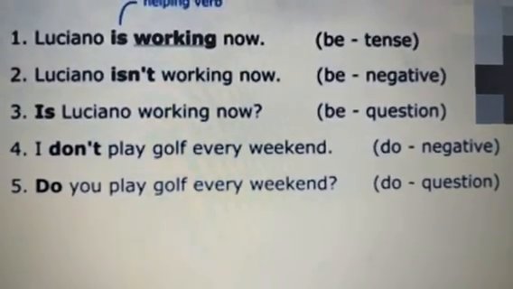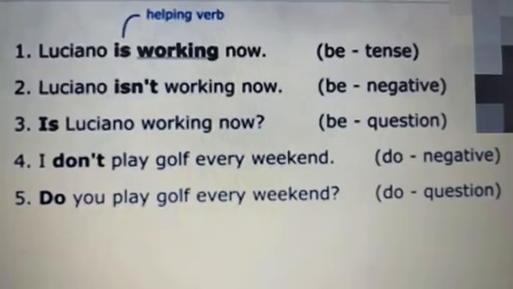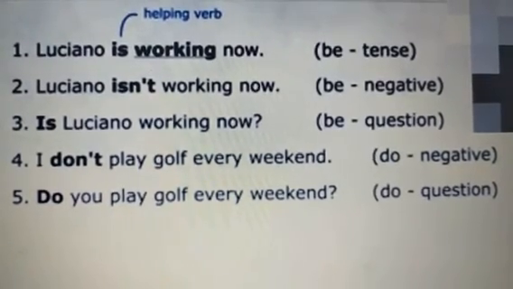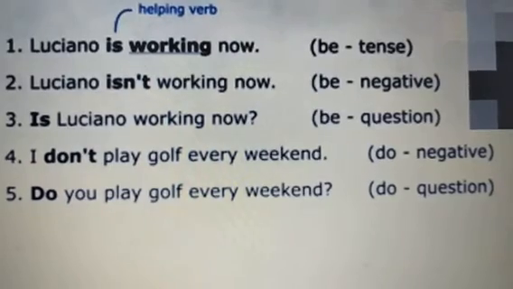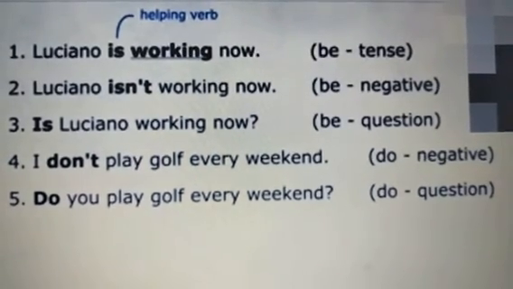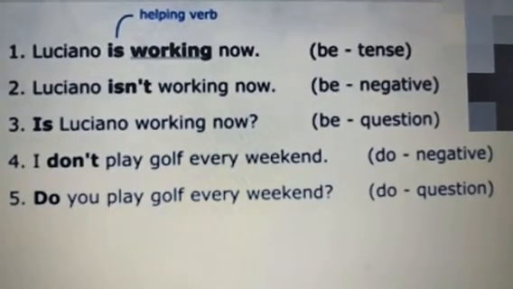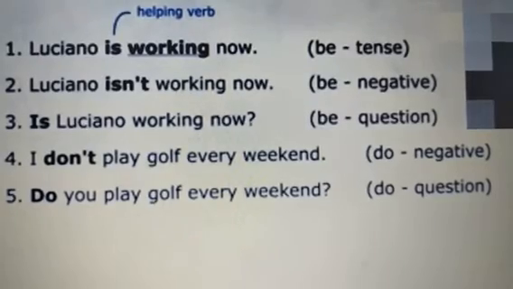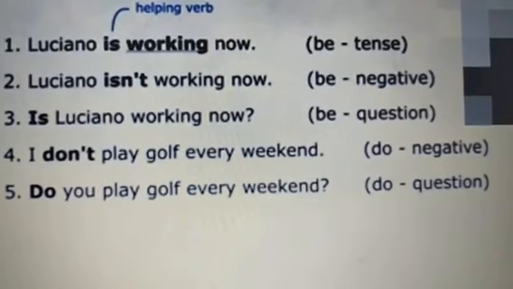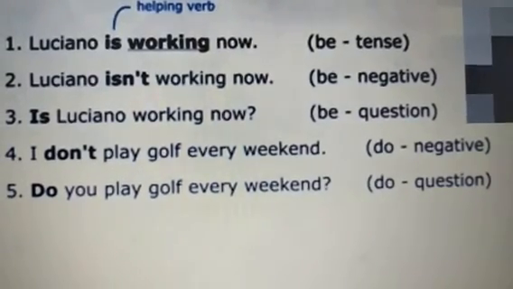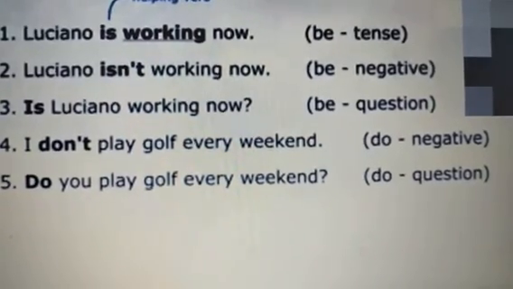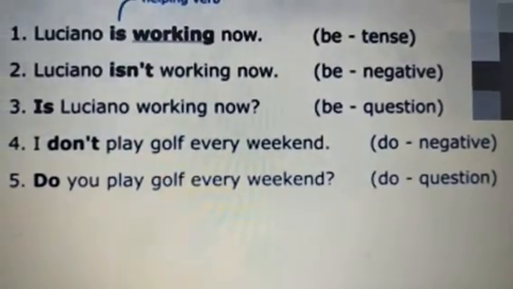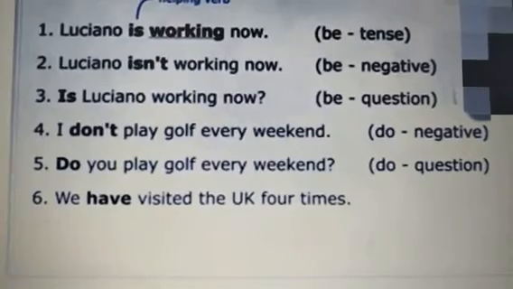As you can see on the screen, maybe I'm talking to my friend. My friend said, hey, you play golf every weekend, right? And I said, no, I don't play golf every weekend. I play tennis. So don't is do not. That is a negative form of the verb. Do helps me to make a negative sentence, or my friend could ask, do you play golf every weekend? That's a question.